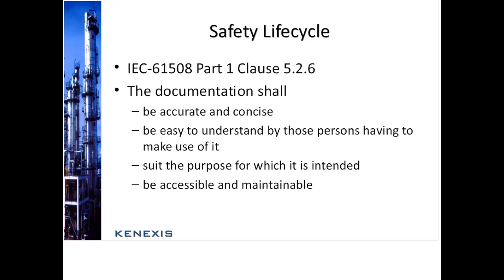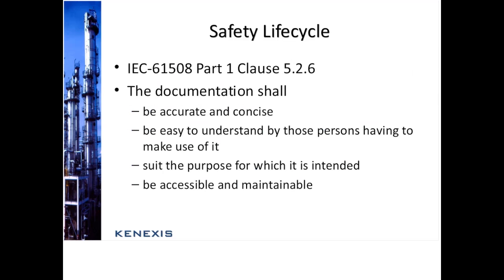Safety lifecycle, as identified in IEC 61508, Part 1, Clause 5.2.6: The documentation shall be accurate and concise, be easy to understand by those persons having to make use of it, suit the purpose for which it was intended, and be accessible and maintainable. This is a very key factor of the safety lifecycle.